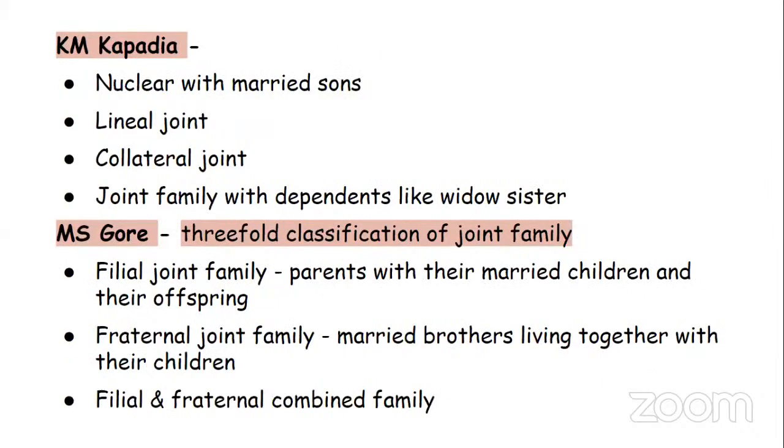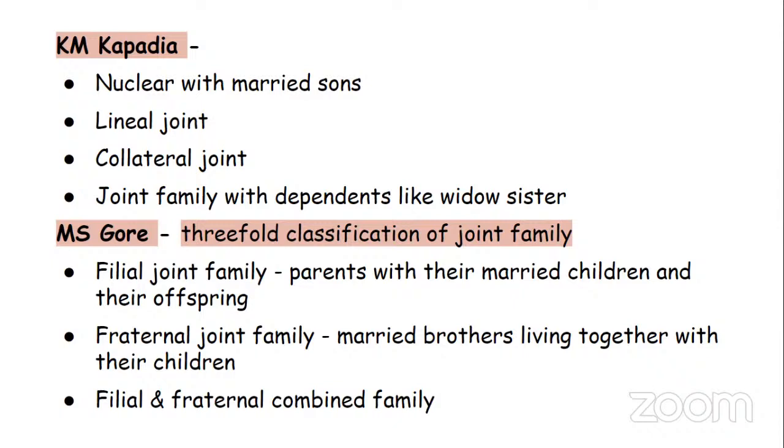Now K.M. Kapadia also talked about similar kind of classifications of family like I.P. Desai. So K.M. Kapadia's types of families include nuclear with married sons, lineal joint, collateral joint, and then joint family with dependents like widow sister. So these are the 4 types proposed by K.M. Kapadia.